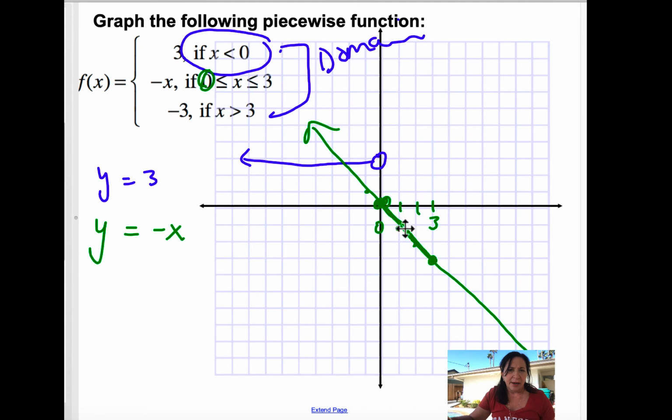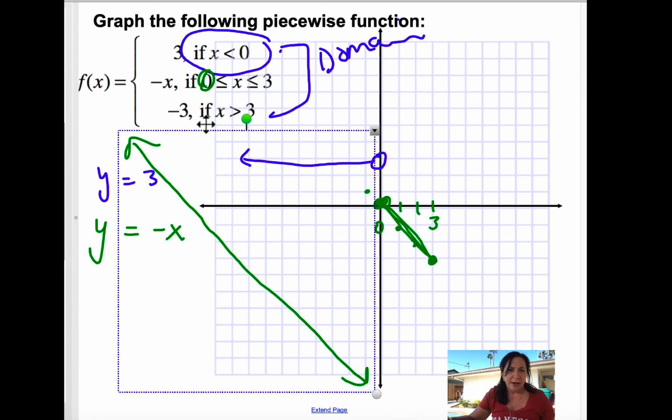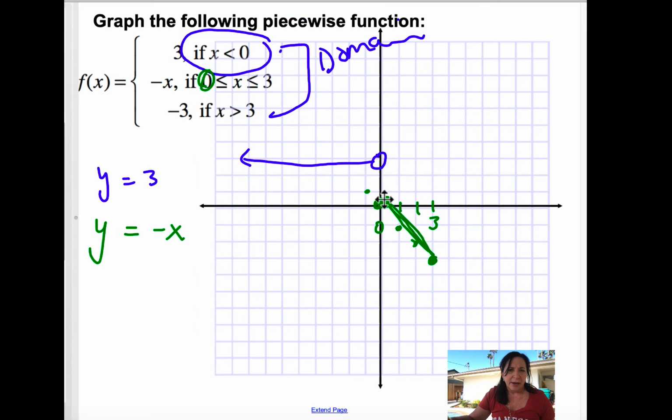It just goes from here to here, which means that the entire rest of the line is actually gone because I have a restriction that says I can only go from 0 to 3. And so that's it. Just this little area right here. And by the way, these are both filled in.